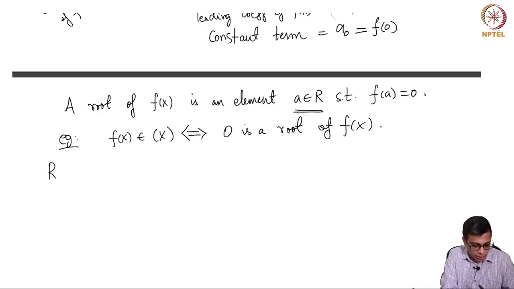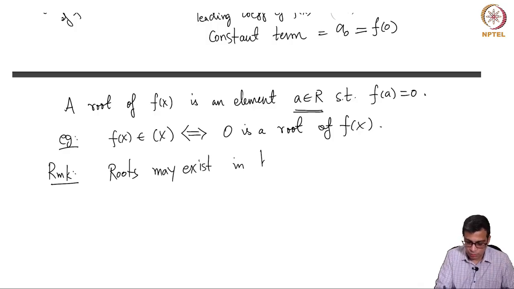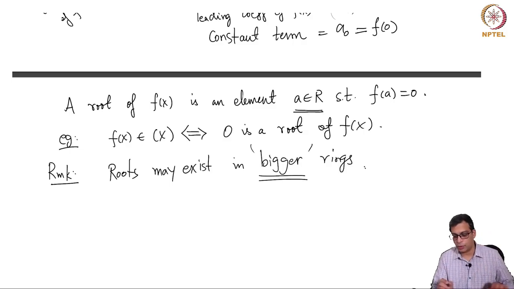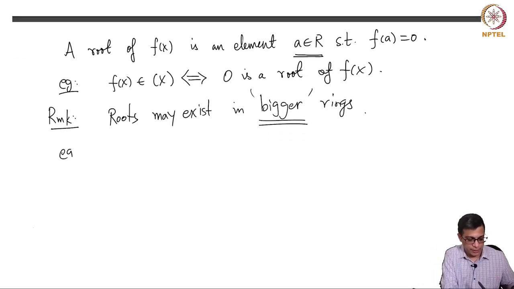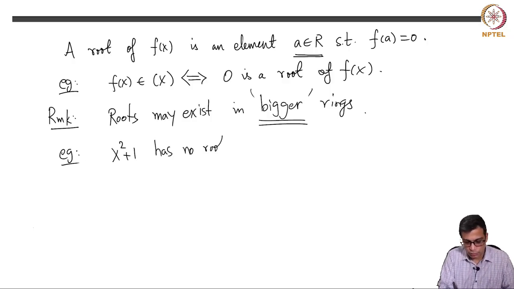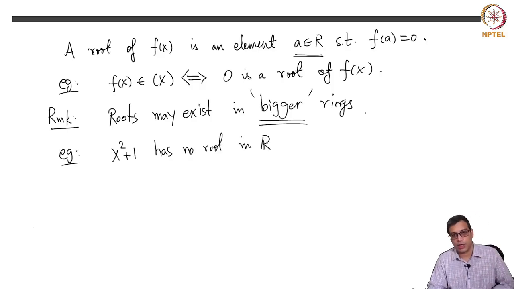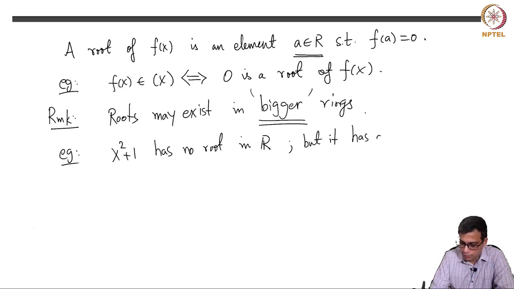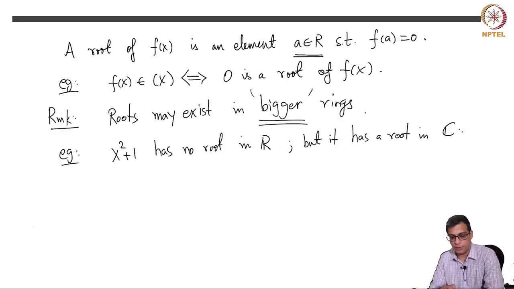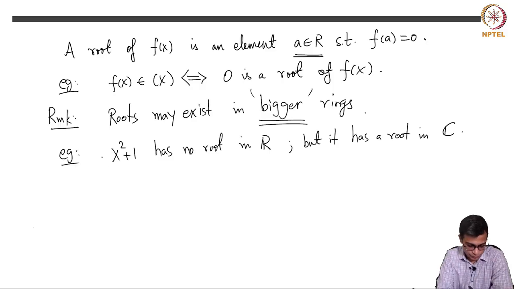Now a remark is that roots may exist in bigger rings. This is somewhat vague; by a bigger ring I mean an extension ring. Again, for example, x squared plus 1 has no root in R. It is a polynomial over R, but it has no root in R, but it has a root in C. For example, the imaginary number i is a root of this.